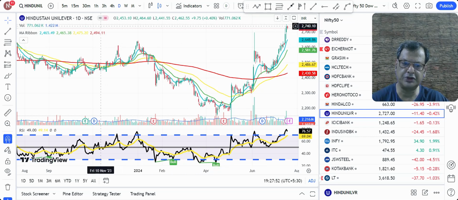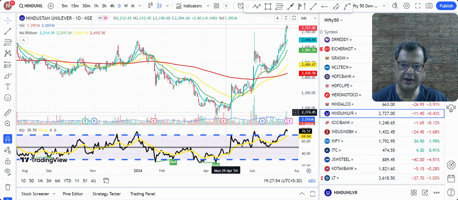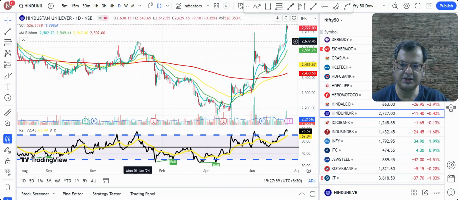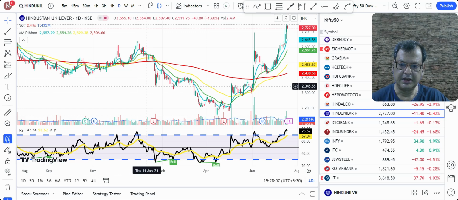So we have Hindustan Lever here. And if you look here, this is as of 1st Jan 24, and I've got the daily candle here.